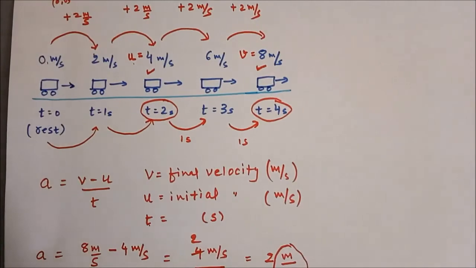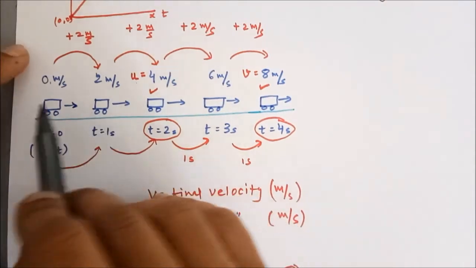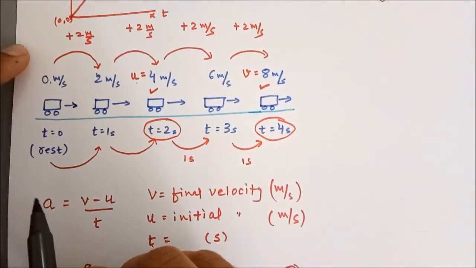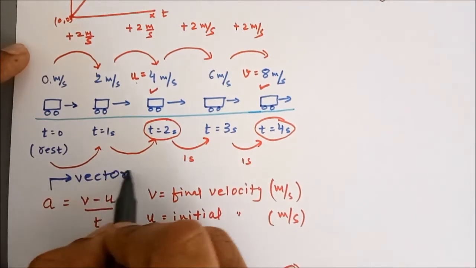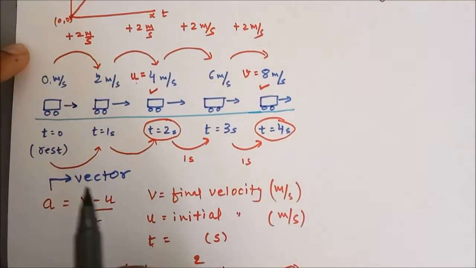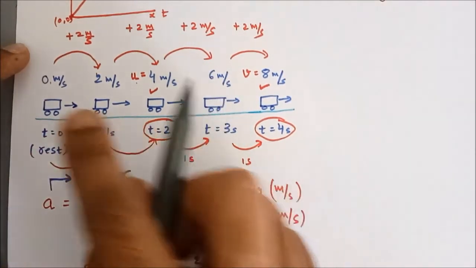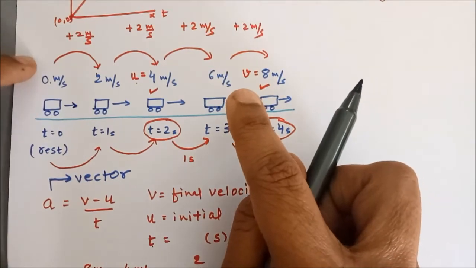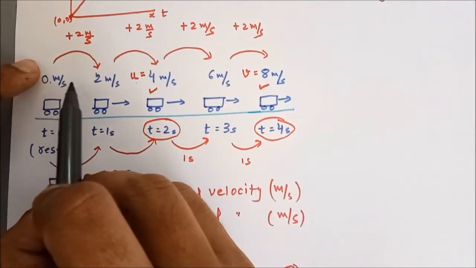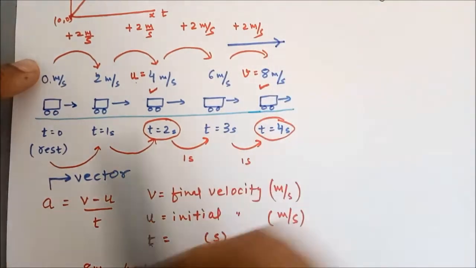Another thing, it is a vector quantity. Vector quantity means it has a direction. Now, you might wonder in which direction the acceleration is. So acceleration, being a vector quantity, has some direction. The direction of acceleration is always the direction of increase in the speed or increase in the velocity. Here, the velocity is increasing in this direction, so this is the direction of acceleration.